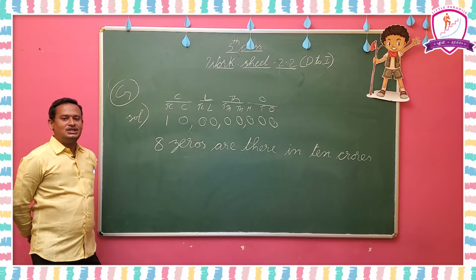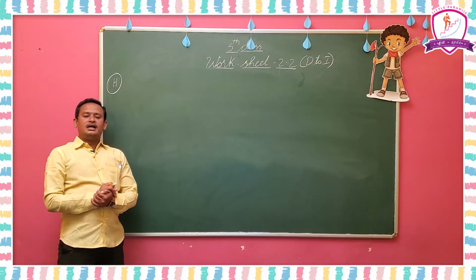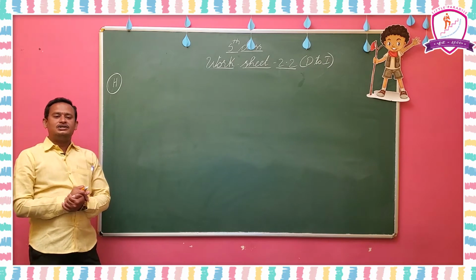And now coming to H Roman: find the sum of the place value of the circled digit in each of the following.